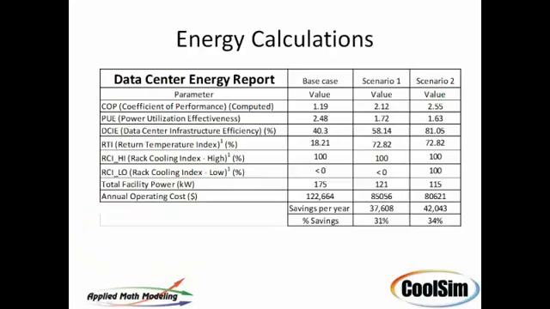So let's step back and look at what we've done on this data center. The initial case was $122,000 a year, RTI of 18%, RCI high 100, RCI low less than 0. Total facility power 175. In scenario 1, we simply switched off 3 cracks, and in scenario 2, we increased the supply temperature of that single crack.